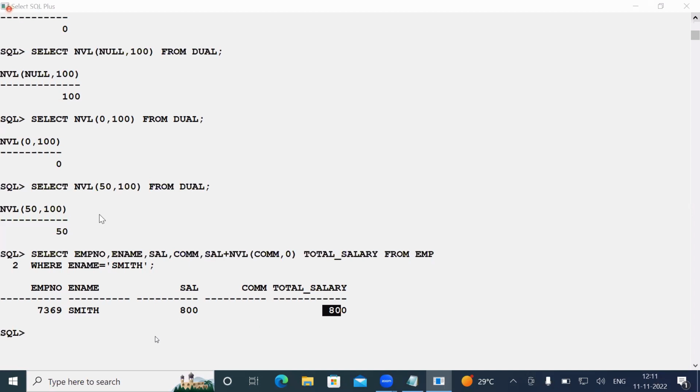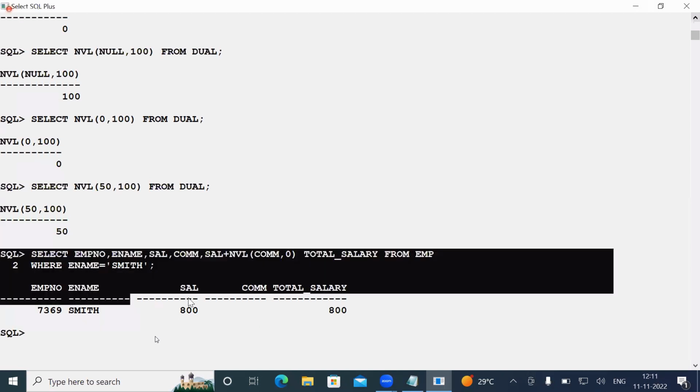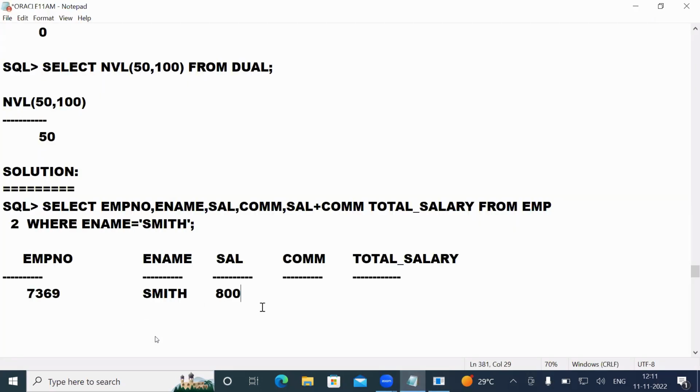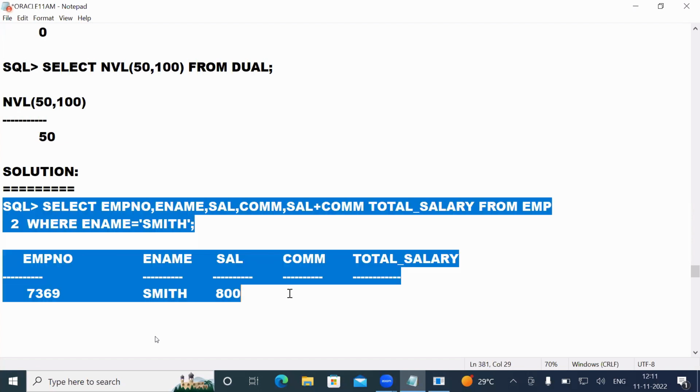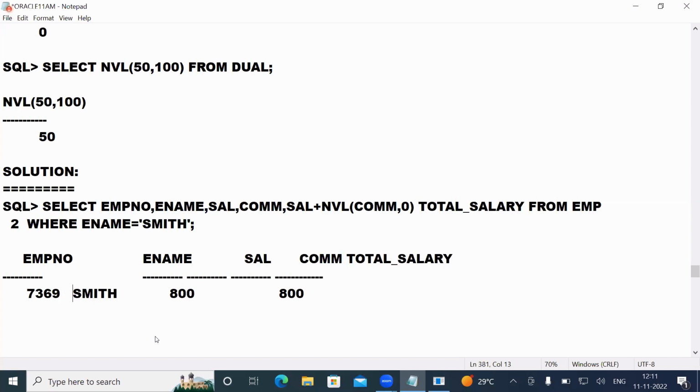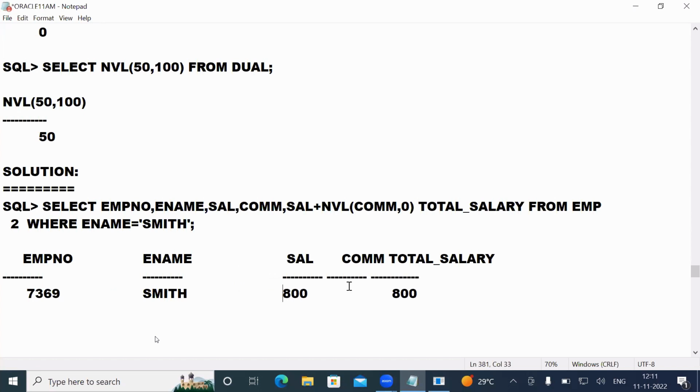Okay, now? So this is the way, whenever you need to perform some arithmetic operations with the NVL function, the problem will come to you. So that problem can be overcome like this. Okay, now? So now here. Okay, right. So this is the NVL function use.